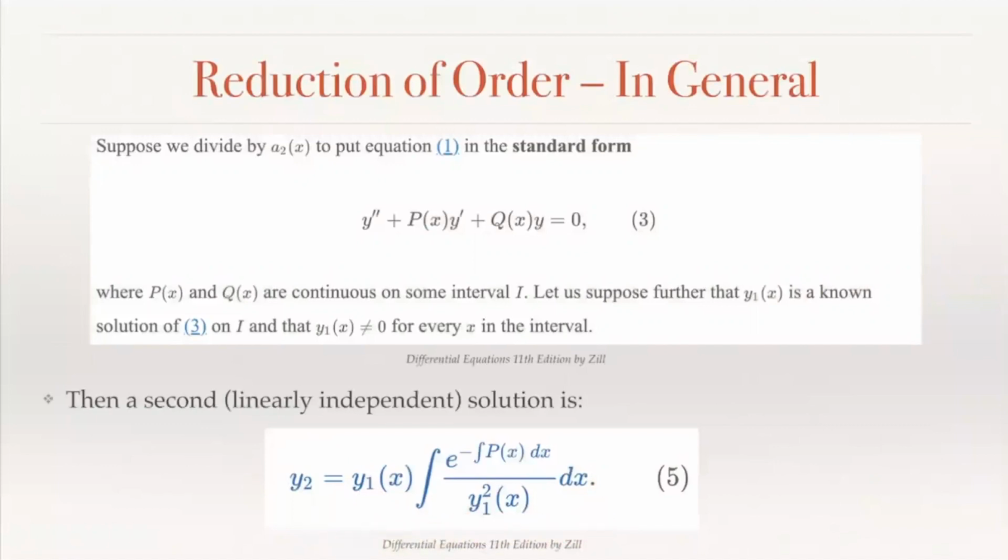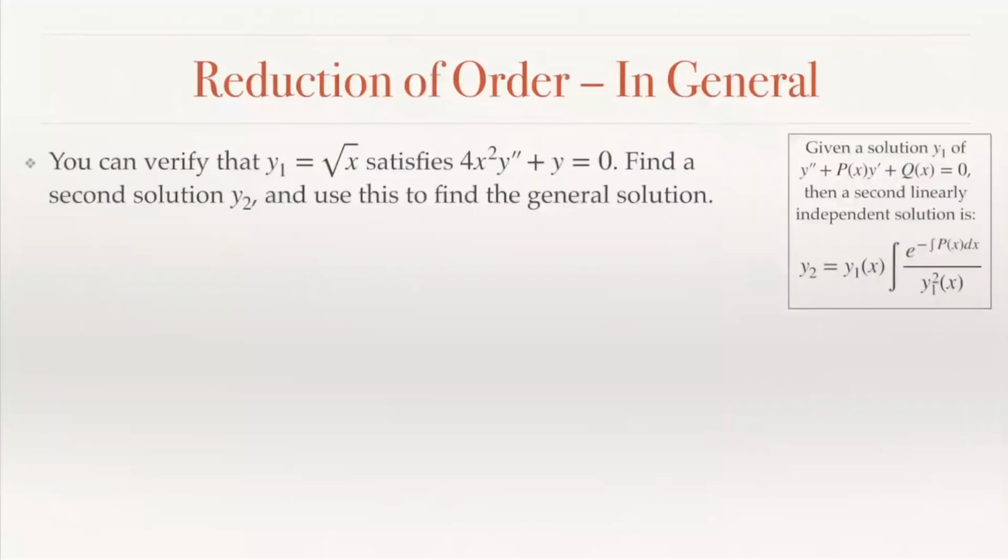Let's apply this in a couple other circumstances. You can verify that y1 equals the square root of x satisfies this equation. Go ahead and plug it in. 4x squared times the double derivative of square root of x is negative square root of x, and then plus root x is 0. Okay, so that's a solution. Let's find a second solution, y2, and then use that to find the general solution.